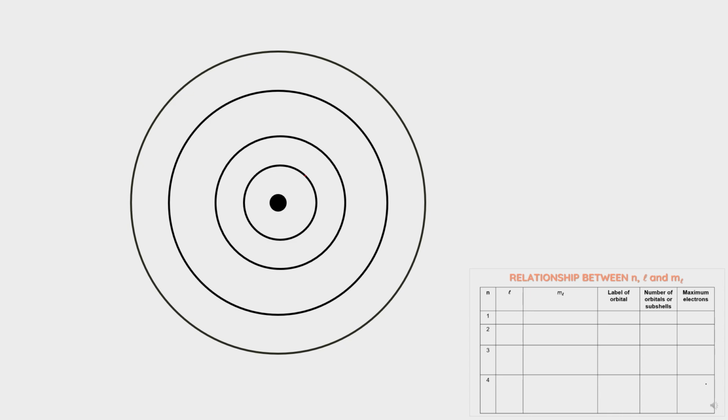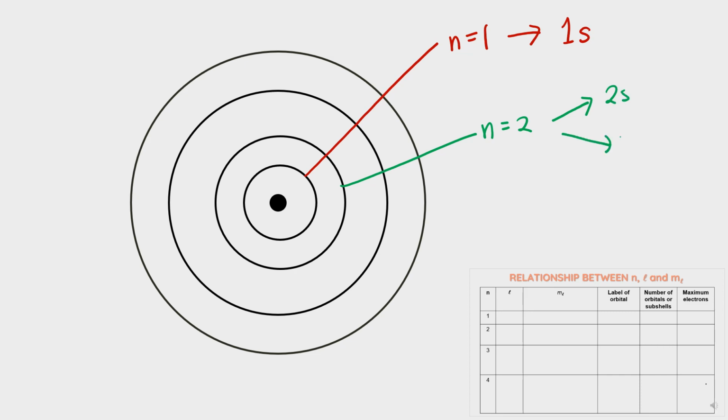In the first energy level, or n equals to 1, there is one orbital that is 1s. In the second energy level, that is n equals to 2, there are 2 orbitals that are 2s and 2p. And in n equals to 3, there are 3 orbitals that can reside with electrons. They are 3s, 3p, and 3d.